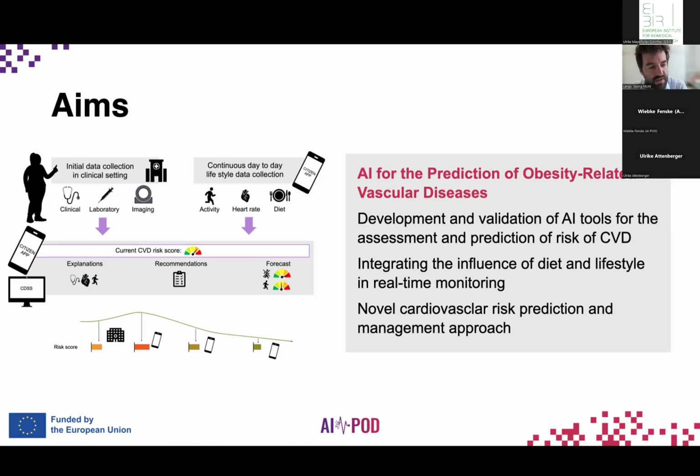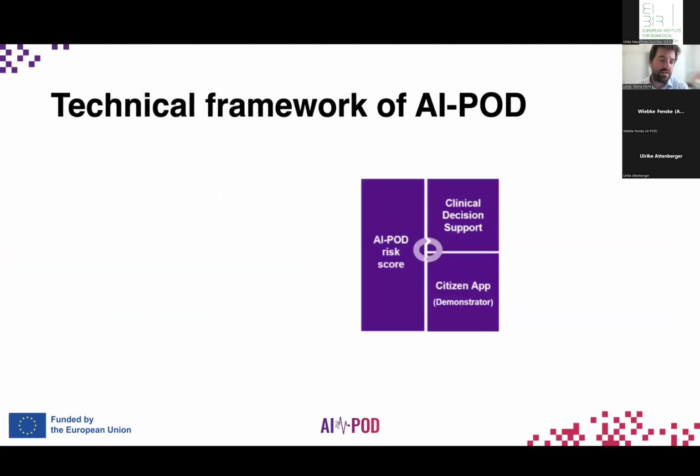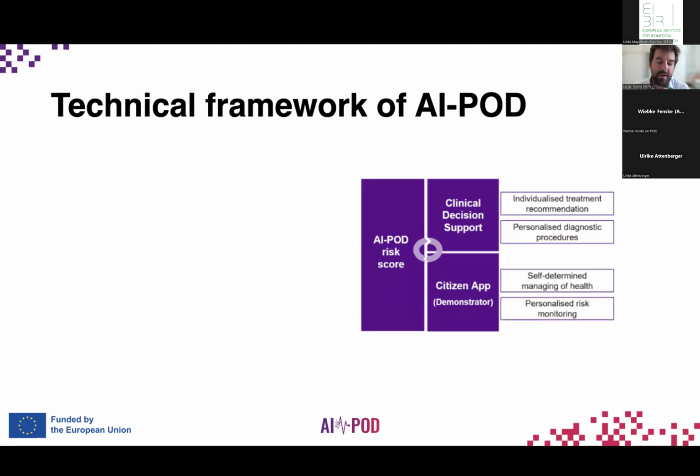So let's dive a bit deeper into the technological parts of the project, how we are actually doing that. The three main technical parts of the project are, on the one hand side, the iPod risk score, I go into a bit more detail later on. The clinical decision support system, that's the interface that is clinician facing, and the Citizen app, that's essentially the interface that is facing towards the user, towards the patient, towards every individual.